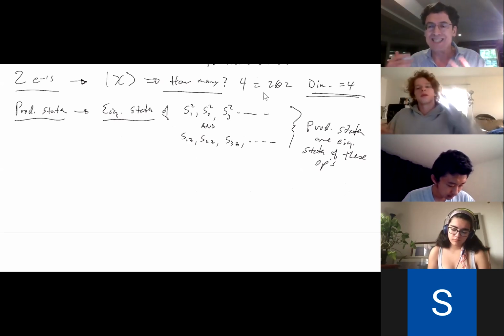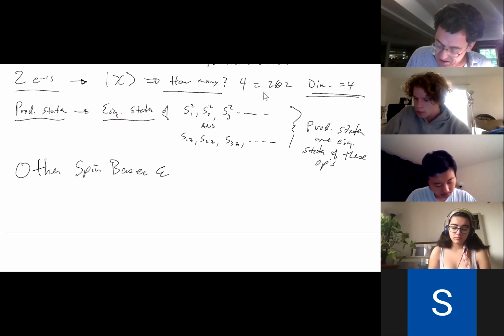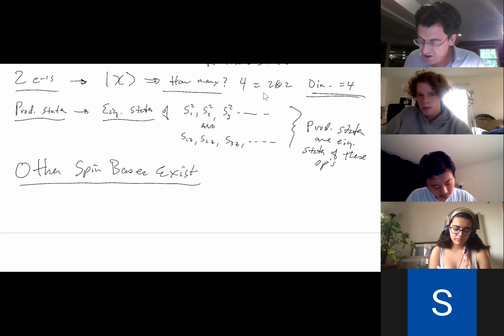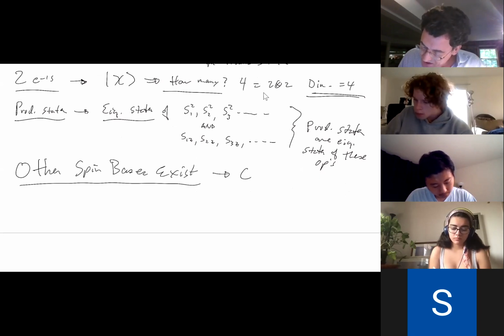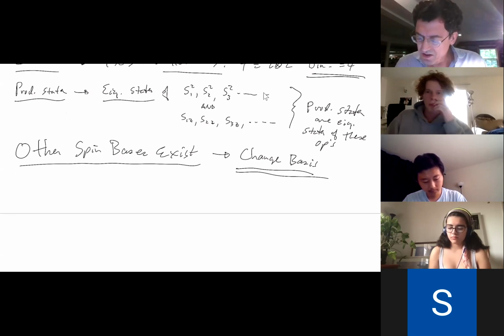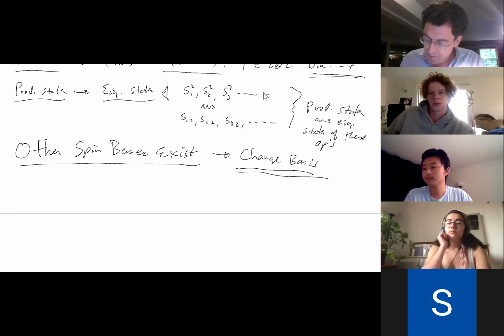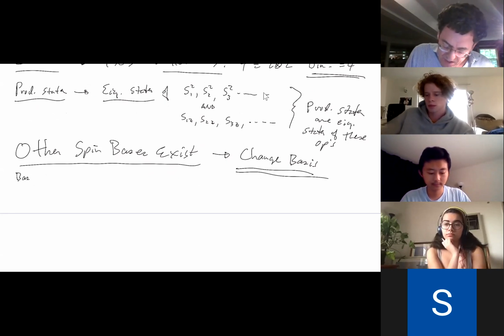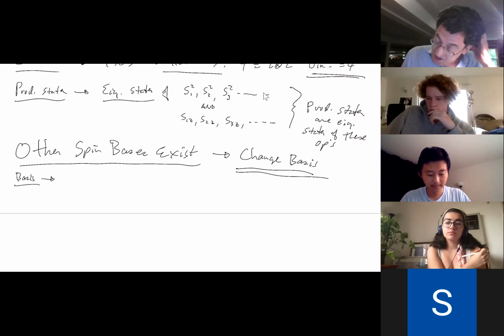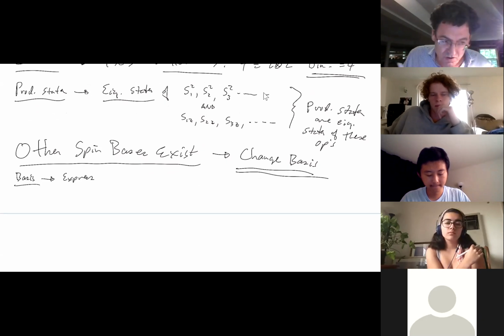there are other possible bases, other spin bases exist. And so as a result, that means we can change basis. So we can go to another basis, and what does that mean? I mean, you've done it before, and it's a linear algebra concept, but it basically means if we're talking about a basis, then what it means to be in a basis, it means that we express our states in terms of the eigenstates of a certain set of operators.